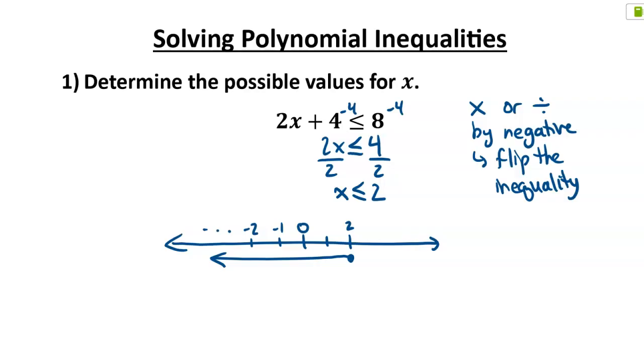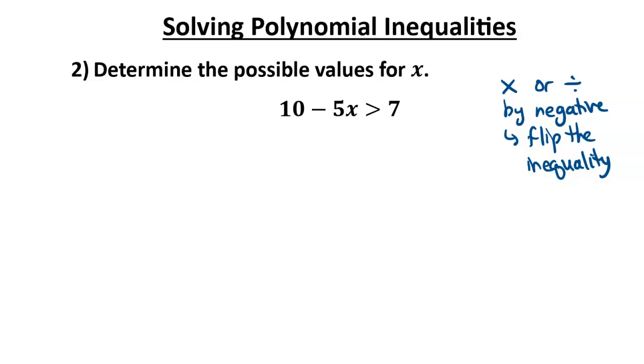Let's look at the next example. Now the second question says 10 minus 5x is greater than 7. And keep in mind that if we multiply or divide by a negative, it flips the inequality. So I'm going to start by rearranging it like I would an equal sign. I'm going to subtract 10 from the left side to get it to cancel out. Whatever you do to one side, do to the other. So we get negative 5x is greater than negative 3.